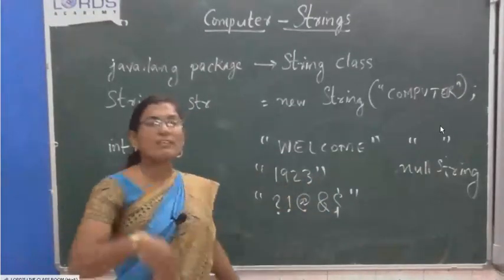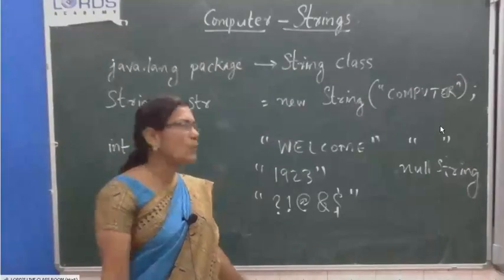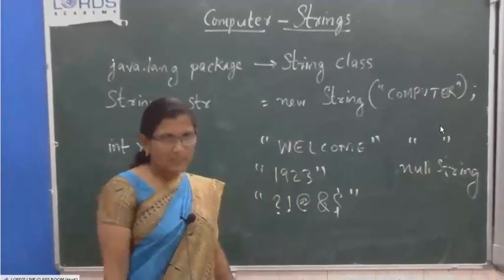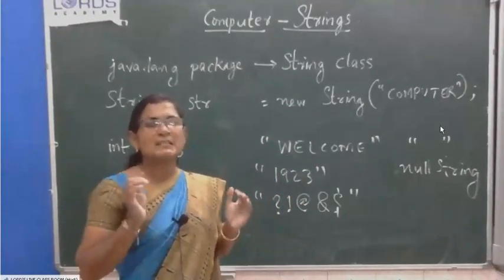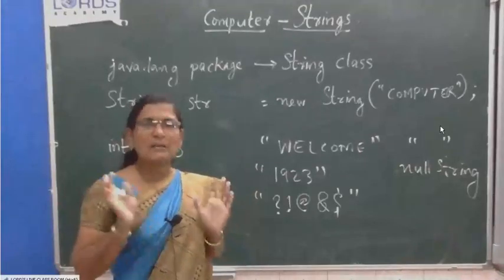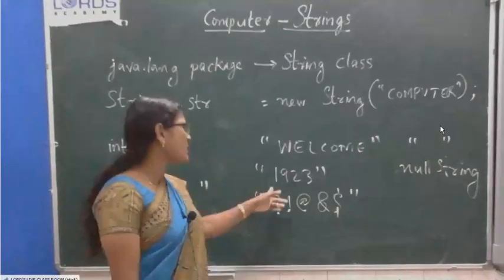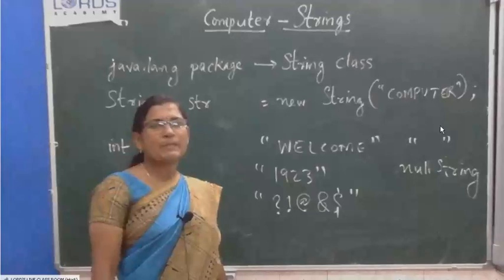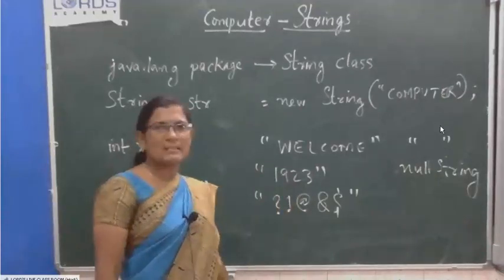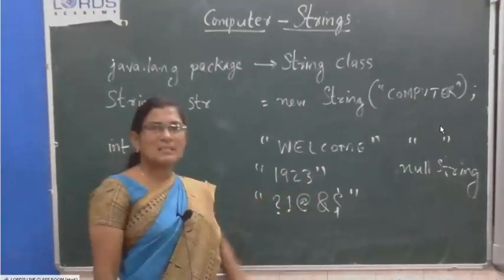You have to convert it to integer if you want to perform any operation on it. So a string is a sequence of characters enclosed in double quotes. This will be considered as a character only. When a number is given in double quotes, each digit is considered as a character only.